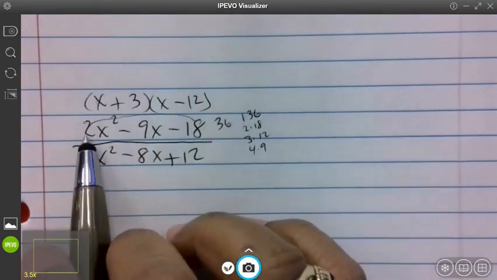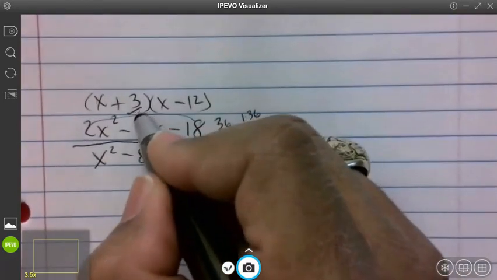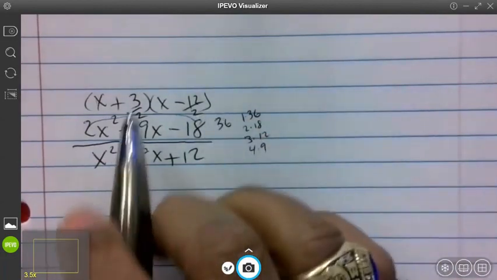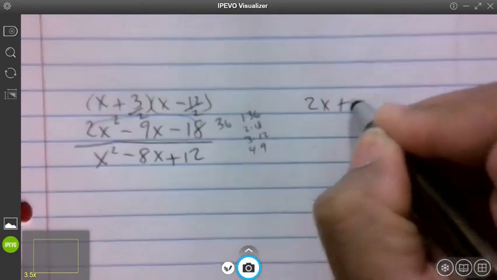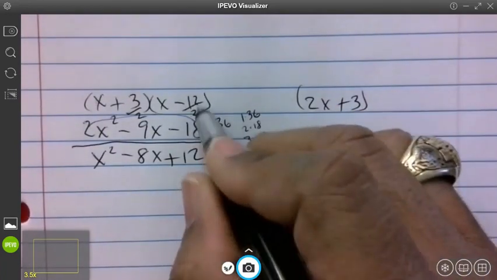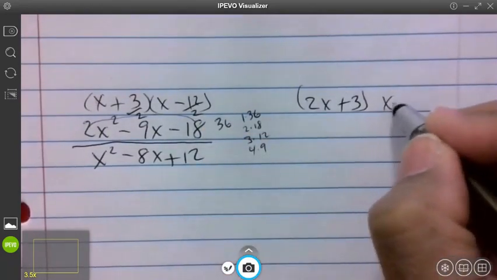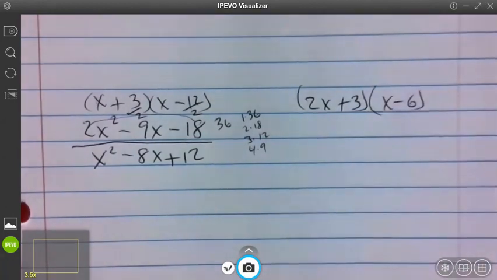But again, we have to put the leading coefficient underneath. So I'll put that 2 underneath. Okay, so this can't cancel, so that turns into 2x plus 3. This divides, 12 divided by 2 is 6, so that'll be x minus 6. Okay, so you can see that there.